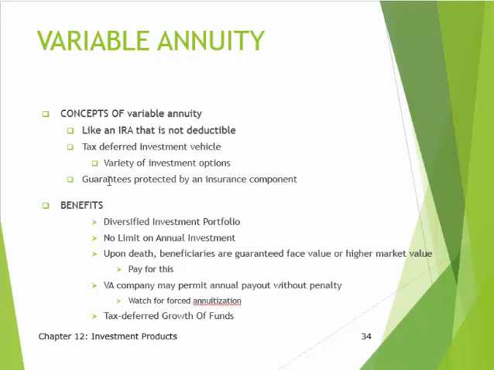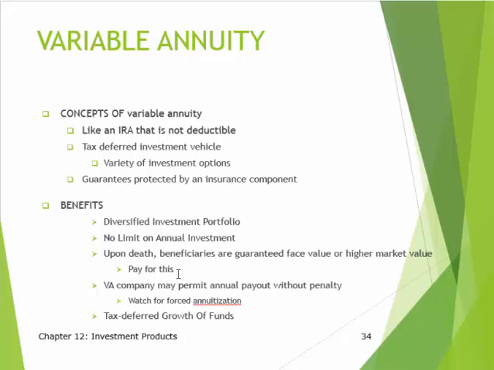The difference here is there are some guarantees that are given. It's protected by an insurance component. So there are some guarantees to funds that you'll be able to take advantage of. You get diversified portfolios. In this case, there's no limit on annual investment. In an IRA, currently the most is $5,000 a year. Upon death, beneficiaries are guaranteed the face value or the higher market value. Again, that's one of the guarantees that the insurance piece gives you.